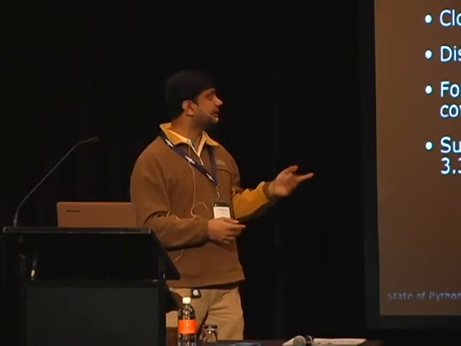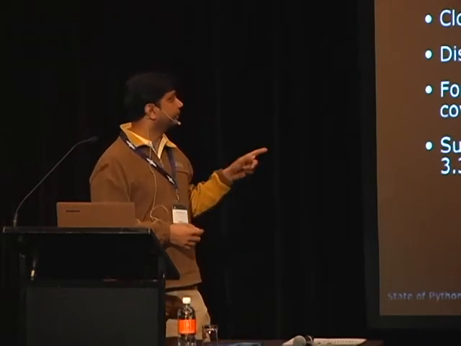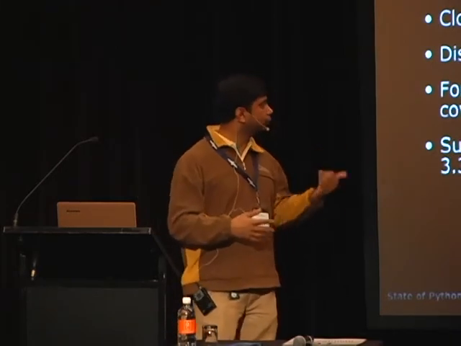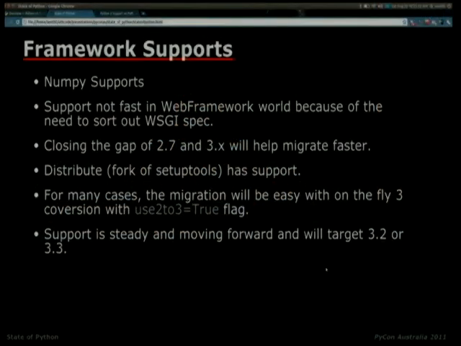For many cases, the migration will be as easy as using 2to3 on the fly; it will be easy to convert on the fly with the use_2to3=True flag. For example, there was a debugger by the name PuDB, which I like because it provides full-screen debugging capabilities. I cloned the GitHub repository, used the use_2to3 keyword and just tried compiling it. It fixed most of the problems except for some Unicode-related stuff, which you have to be aware of and fix, and then your tool is ready for Python 3. That's as easy as it is. Support is steady and moving forward, with a target of 2to3 on 3.2 or 3.3.